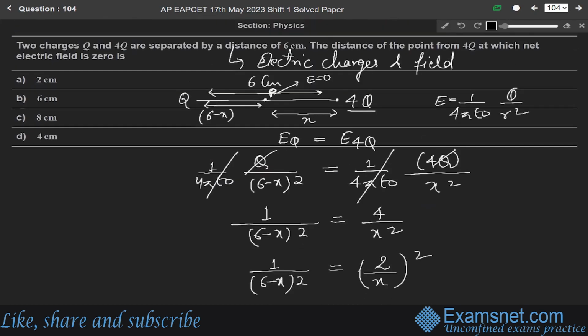So this distance x is 4, which means the point P will be 4 centimeter from the charge 4Q such that the net electric field is 0. So the correct answer is option D, 4 centimeter.